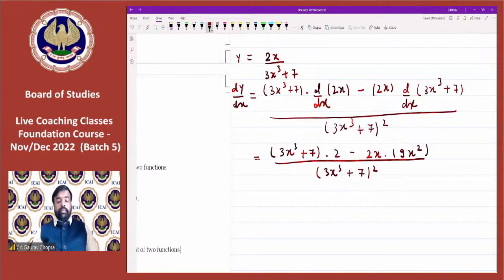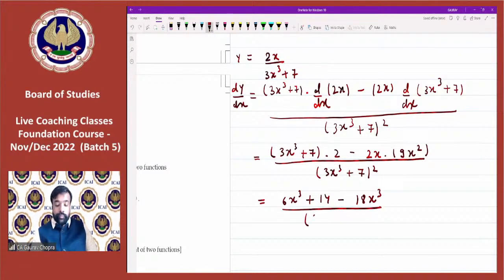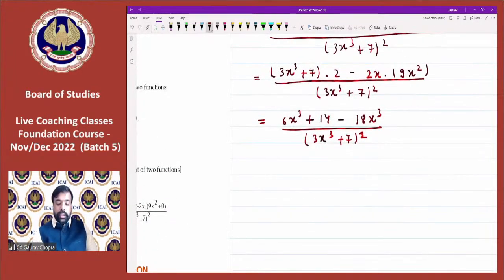Now if we want, we can multiply and simplify a bit. So this 2 will get multiplied: 6x cubed plus 14 minus 18x cubed. So what will be the final result? 6 minus 18 is minus 12 x cubed plus 14 upon 3x cubed plus 7 whole square. So this becomes the final answer.